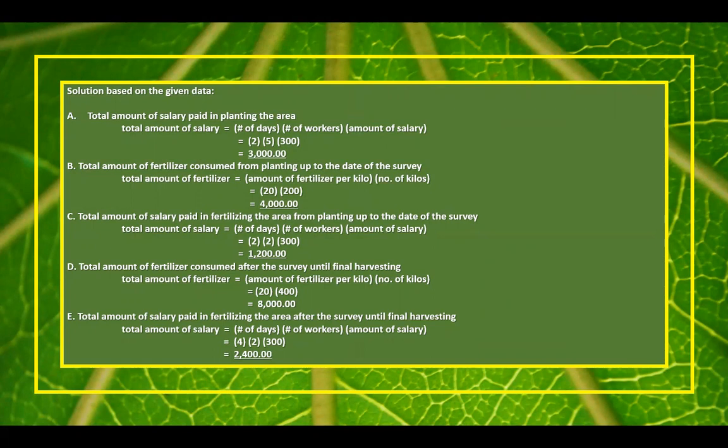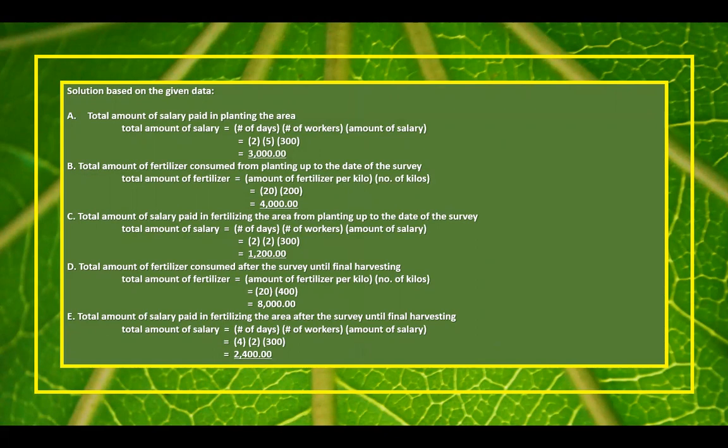Next, we have letter C, total amount of salary paid in fertilizing the area from planting up to the date of the survey. So the formula that we use is total amount of salary is equal to the number of days times the number of workers times the amount of salary. So let's substitute. 2 is the number of days, 2 is the number of workers, and the salary amount per worker is 300 per day. So the answer is 1,200.